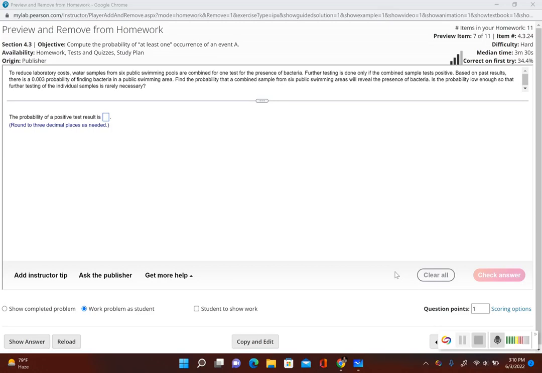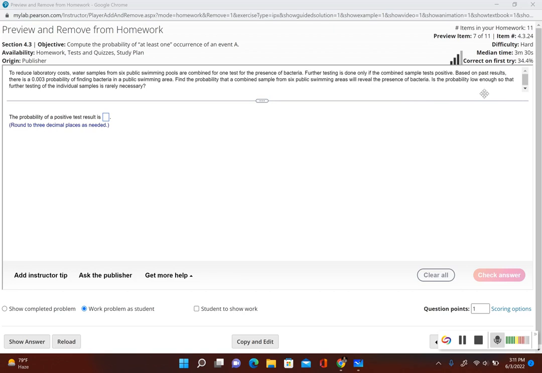This is another example of finding the probability of at least one. This problem states, to reduce laboratory costs, water samples from 6 public school swimming pools are combined for one test for the presence of bacteria. Further testing is only done if the combined sample tests positive. Based on past results, there is a 0.03 probability of finding bacteria in the public swimming area. Find the probability that the combined sample from 6 public swimming areas will reveal the presence of bacteria.